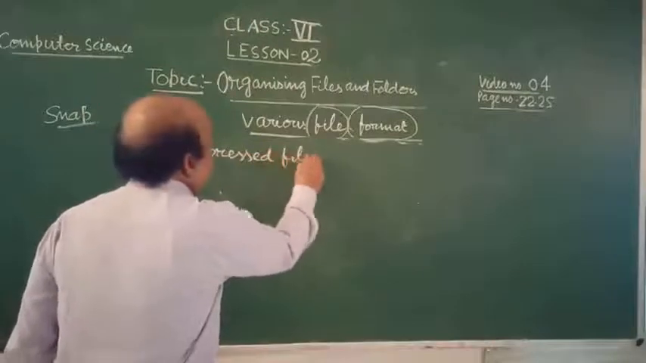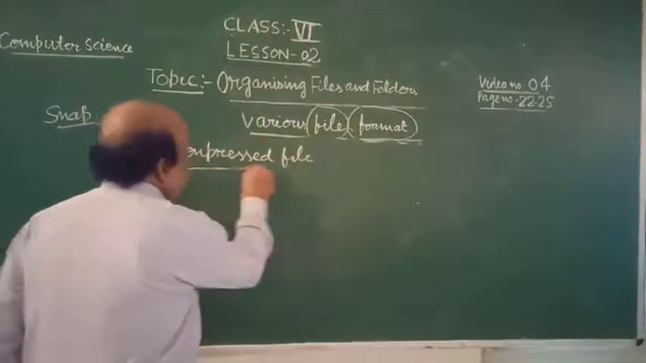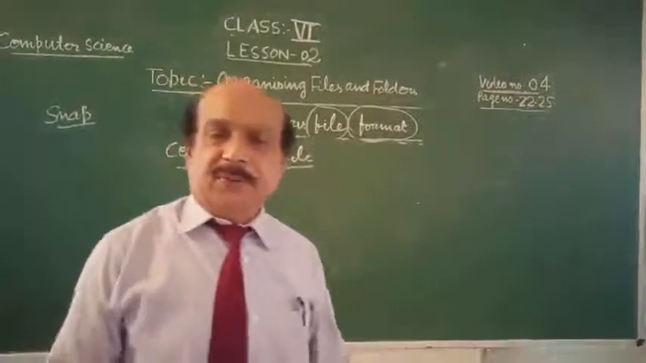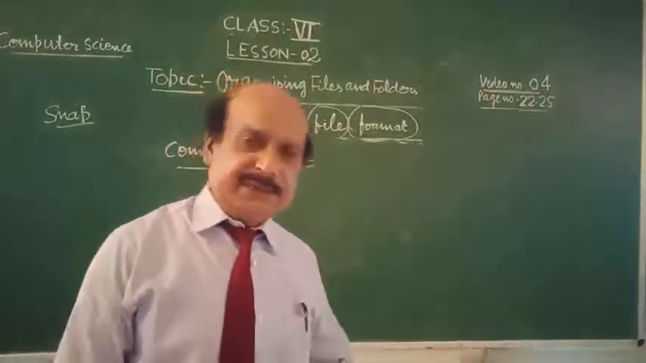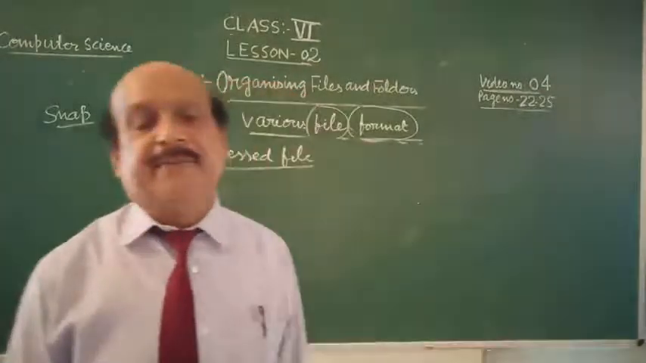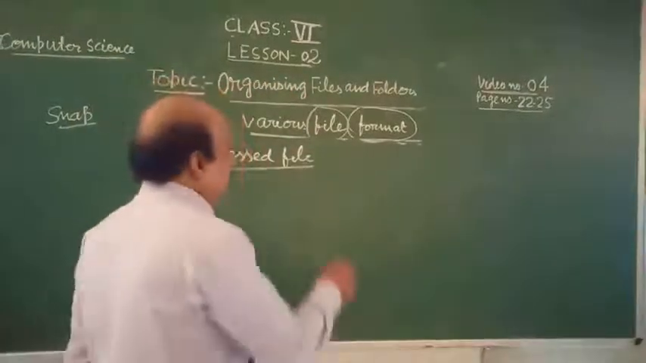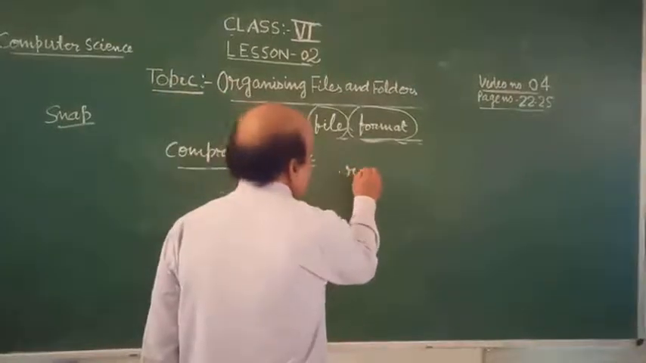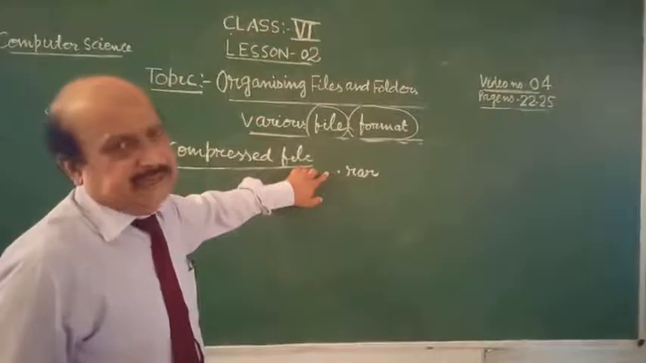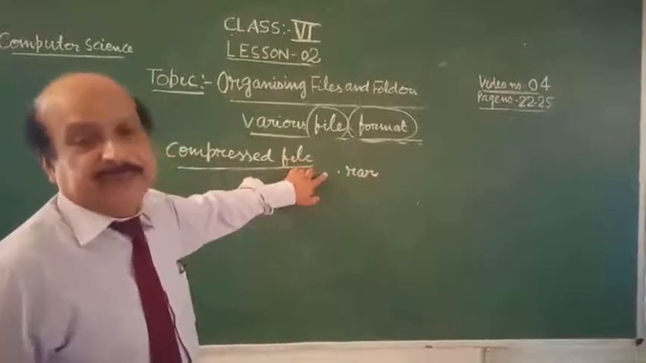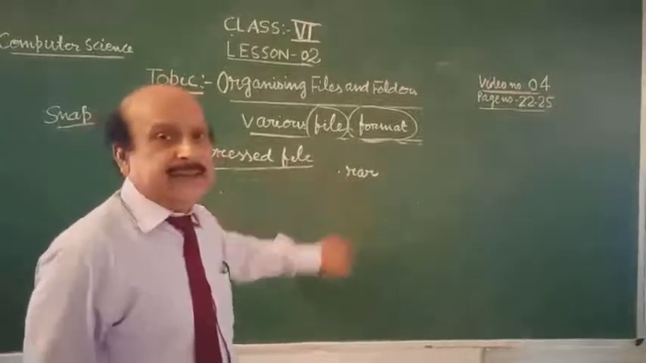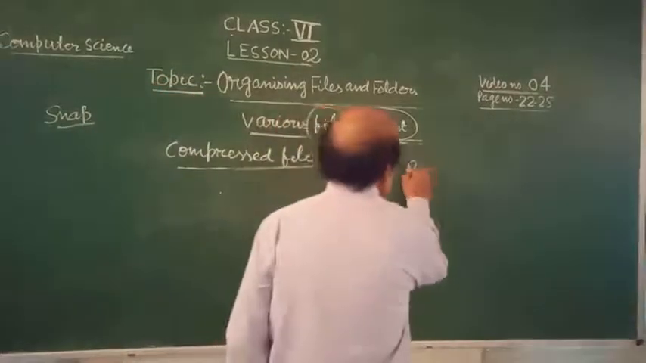Compressed file. See here, if you are finding a compressed file, how can you find out which type of file is there? I have told you that with the help of the extension we can easily identify. If you are getting the extension .rar, the primary name can be any name you want to give, and this is known as a RAR file.